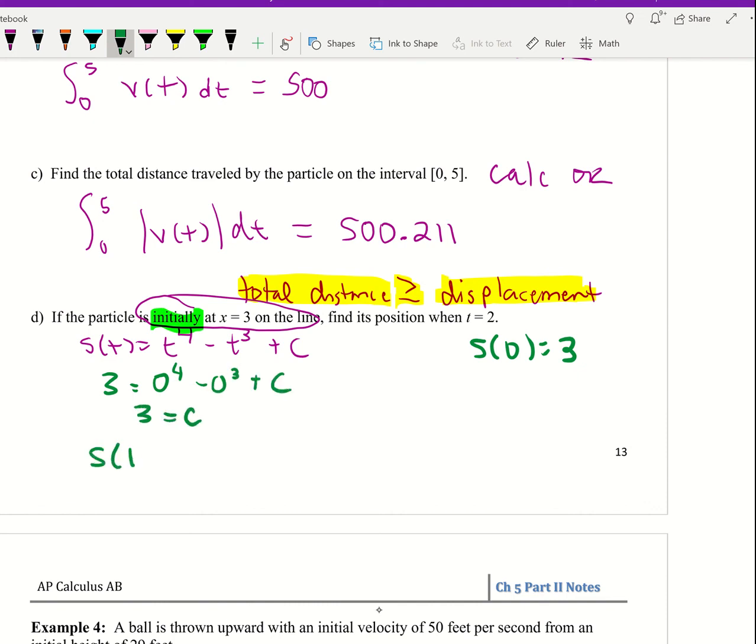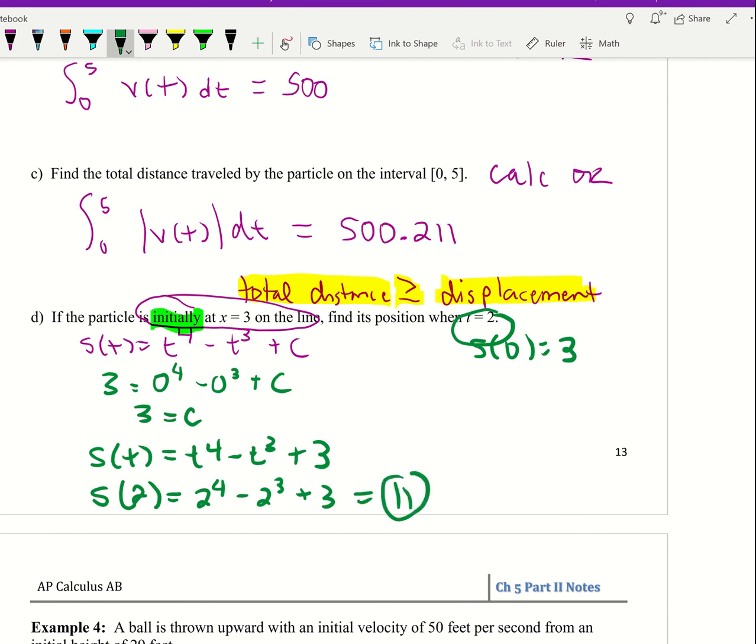So I could think of S of t as equal to t to the 4th minus t to the 3rd plus 3. If I now want to find the position when t is 2, I could then substitute in a 2 into the problem and evaluate that. I'll get 16 minus 8 plus 3, which is 11.